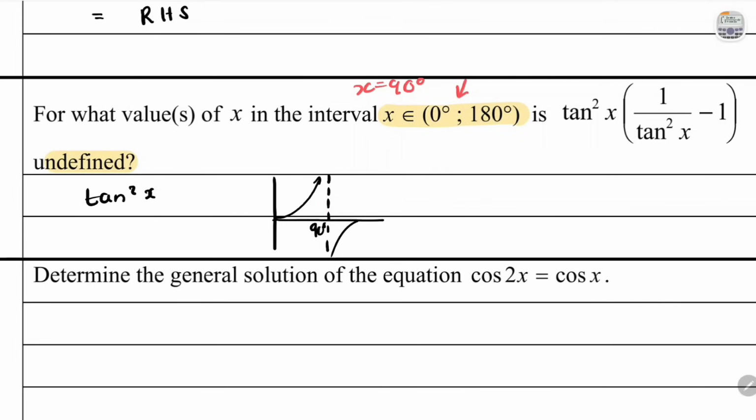In this case, this is where we have x equal to 90 degrees. And that is that asymptote. The asymptote is where the graph is undefined. That's why the graph will never touch the asymptote. So we can see that that happens at 90 degrees.